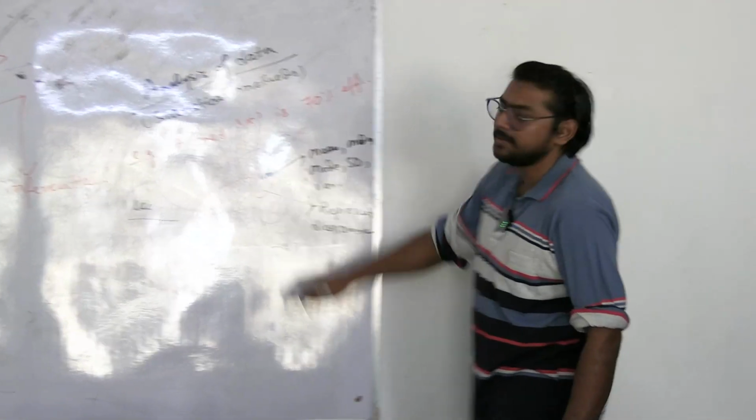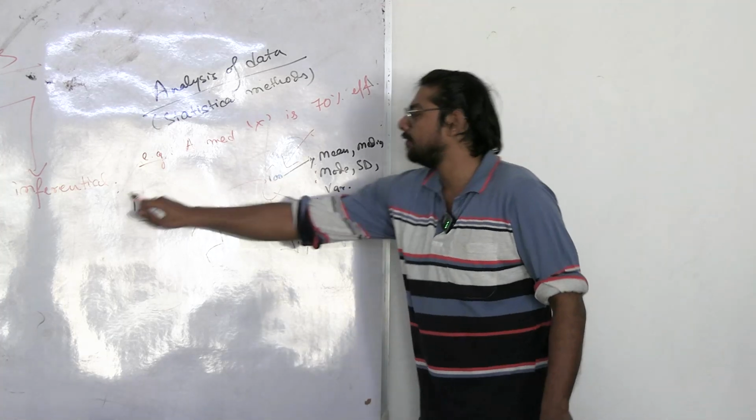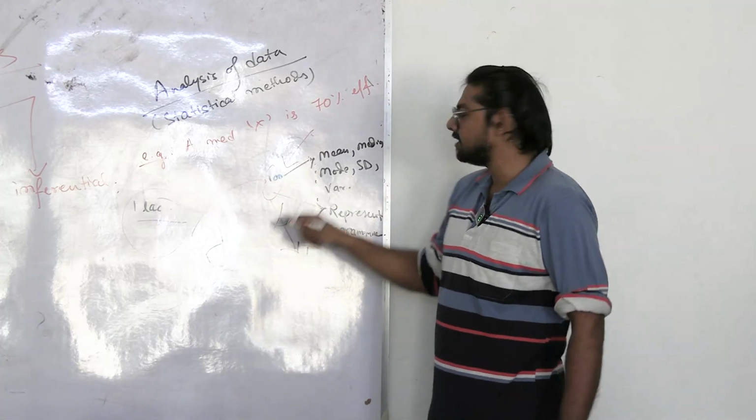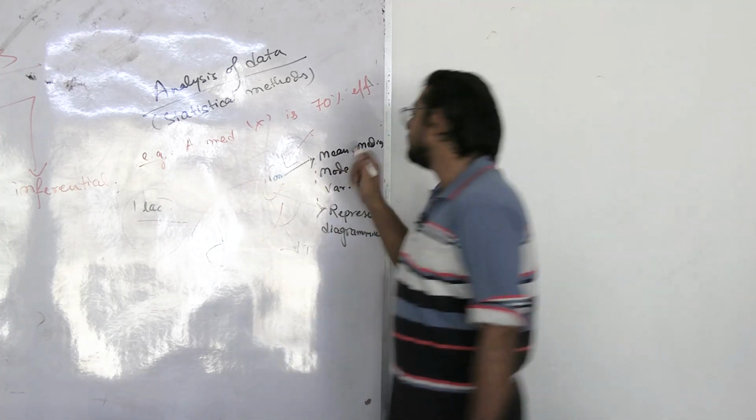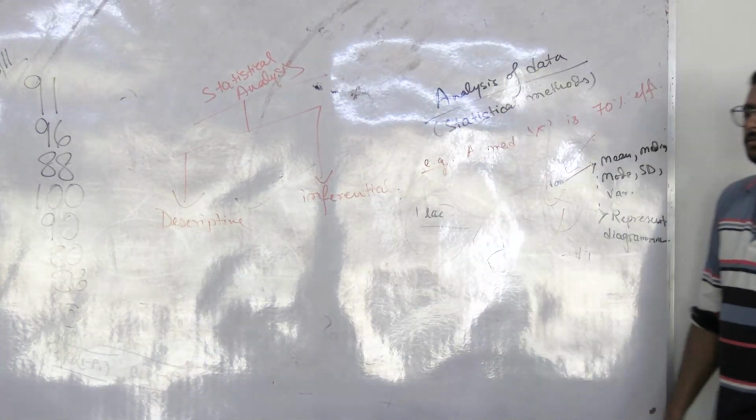So what are these? We are basically describing this 100 people, correct? It has nothing to do with this 1 lakh people, right? We are just describing this 100 people. This type of analysis is called descriptive analysis. Understood?